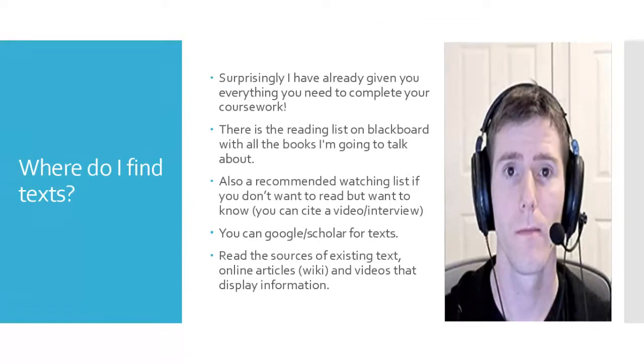So, next section, where do I find text? Surprisingly, I've already given you everything that you need to complete the coursework. I know I've already said that, but this, again, is a top-up session to try and help you bring everything that we talked about all under one roof. There is a reading list on Blackboard with all the books that we've talked about. I also have a recommended watching list that you can cite if you want. You can use Google Scholar for texts, and you can read sources of existing texts online, such as Wikipedia, and use those sources and videos that display information and cite it.